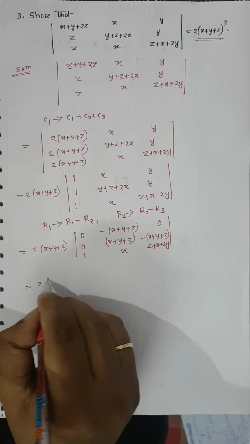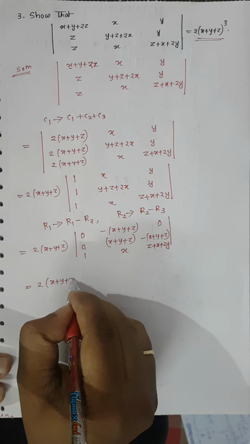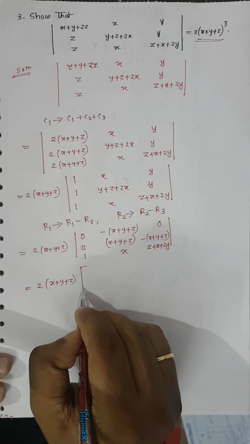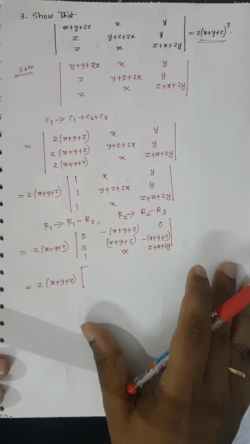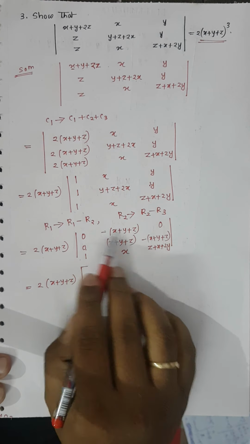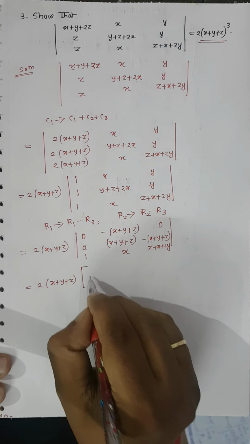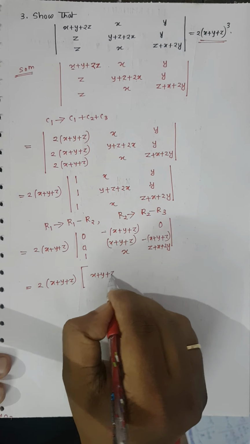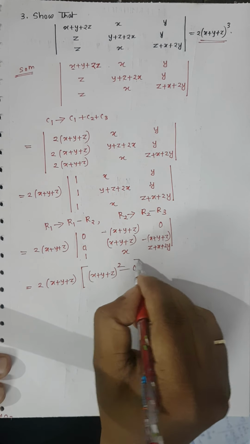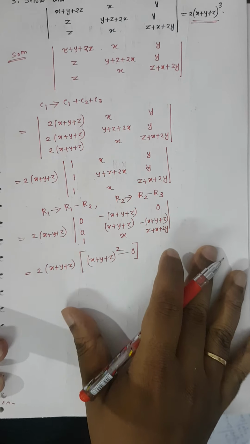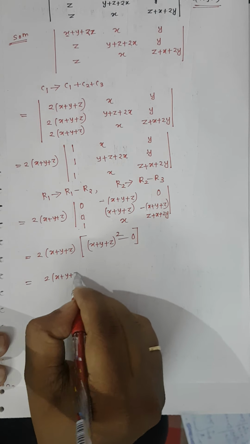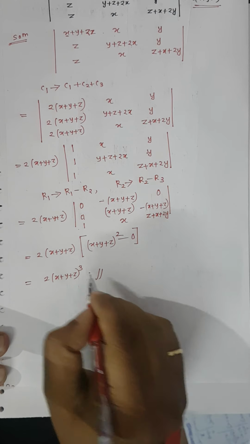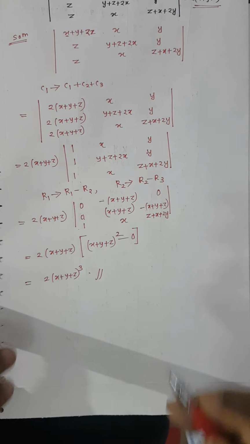Now if I expand along column 1, because column 1 consists of 2 and 0, it will be easier to solve. So if I expand along column 1, I will have 1 into this, minus into minus, plus x plus y plus z whole square minus 0. So your result will be equal to 2 into x plus y plus z whole cube. This is an NCERT book question.